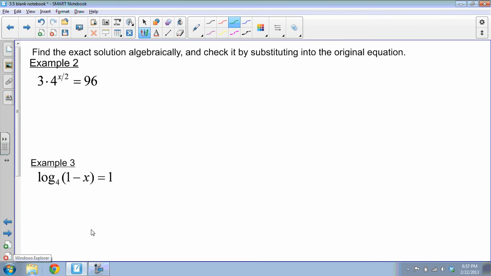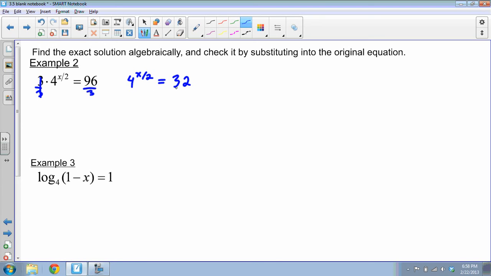Example 2, again, we're finding the solutions algebraically and checking back into the equation to make sure we did it right. So in this one, we have, again, a number times our exponential expression here, 4 to the x over 2, equaling another number. So we're going to start the same way by dividing by 3. So 4 to the x over 2 equals 96 divided by 3, which is 32. From here we can take two different approaches.